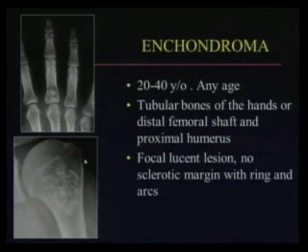So this is what I want you to remember about chondrosarcoma. It's a tumor that may present at any age, but it's very common between 20 and 40 years old. It's very common in the tubular bones of the hands, distal femoral shaft, and proximal humerus. And you will see a focal presentation with no sclerotic margins and rings. Okay, so take home just this slide.